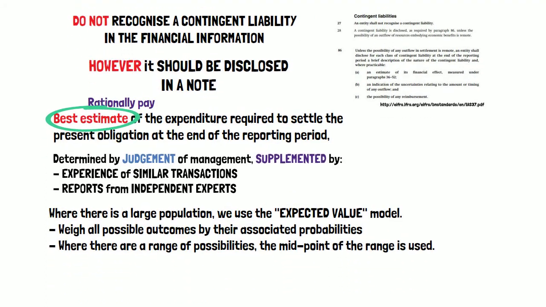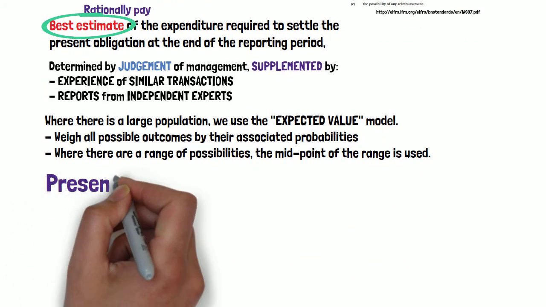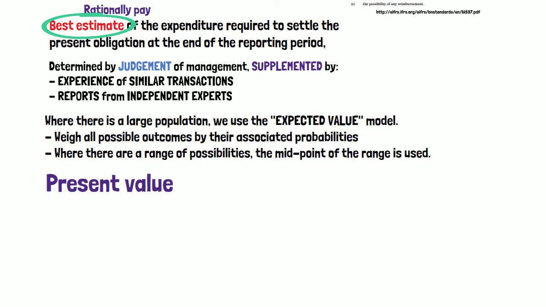Okay, so we've understood what best estimate and calculating best estimate means. What are the other bits that we need to focus on for the calculation of the financial effect? The financial effect needs to be taken to its present value.